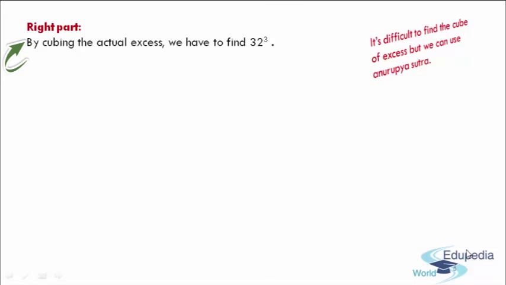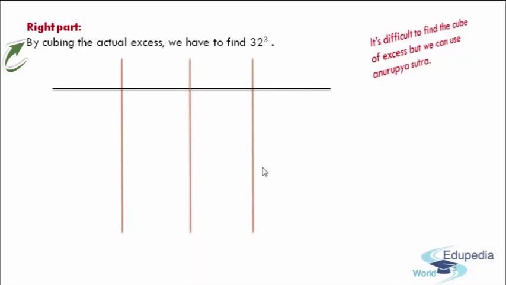Friends, I hope you remember using Anurupya Sutra in finding the cube of a 2-digit number, and of course we have seen many examples of how to use this sutra. But now here I am using this sutra in short, at my best. At first I am writing the vertical and horizontal bars. After that I am going to write 3 cube, 2 into 3 square, 2 square into 3 and 2 cube. And below it I am going to write these answers.